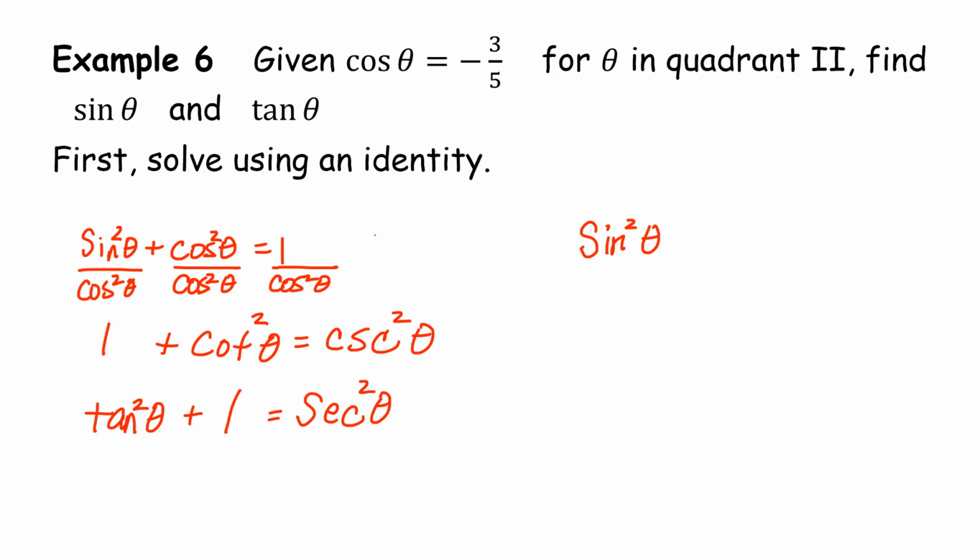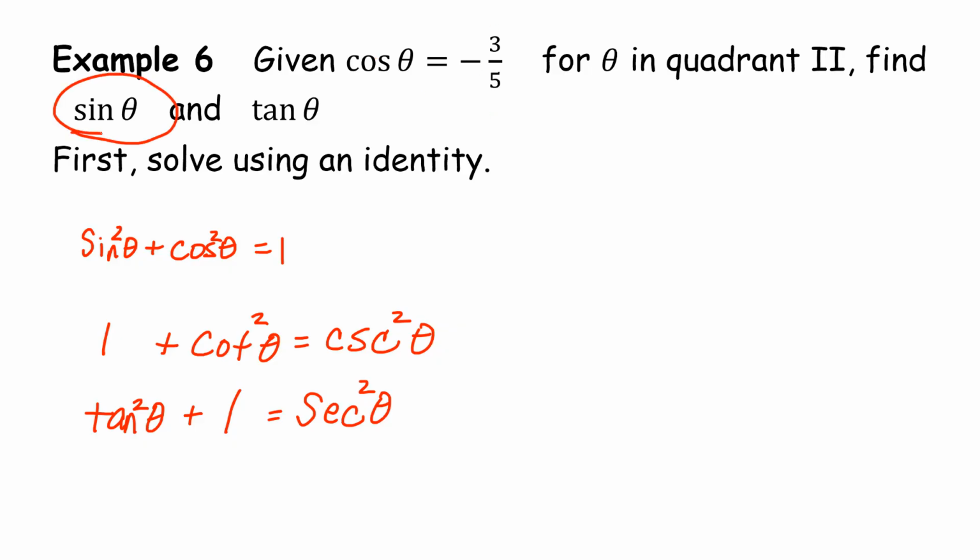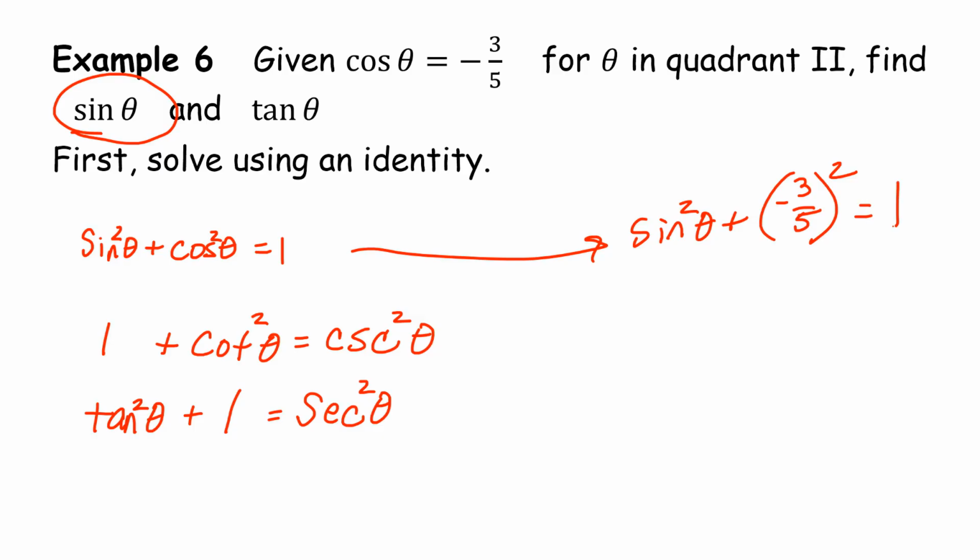So actually, you're just going to need the first identity and the third identity to do this problem because you have cosine and you're looking for sine and tangent. So first thing we know is that cosine theta is negative 3/5. We know that in the second quadrant, sine is positive, so whatever we get, it needs to be positive. So we'll just do this identity: sine squared theta plus cosine squared. Cosine is negative 3/5. I'm going to square that, and that's supposed to equal 1.